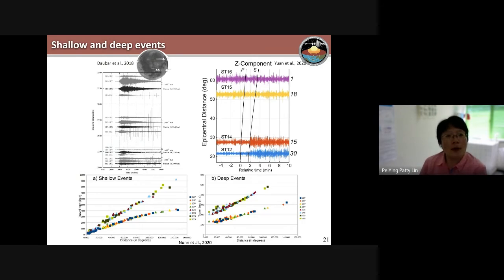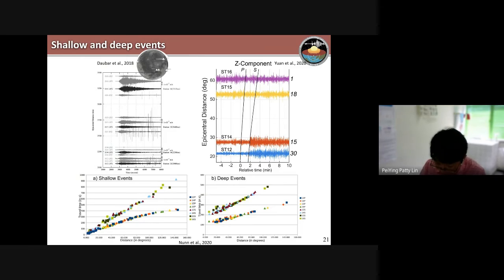Here are some example waveforms we recorded in the lunar seismograms. On the left here are the shallow moonquakes. Actually, it's the impact data recorded at several stations. And here is another record plot done with Yuan and me. Then we are able to see the P and S arrivals at different stations. So seismologists are able to pick P and S arrivals on the moonquakes.